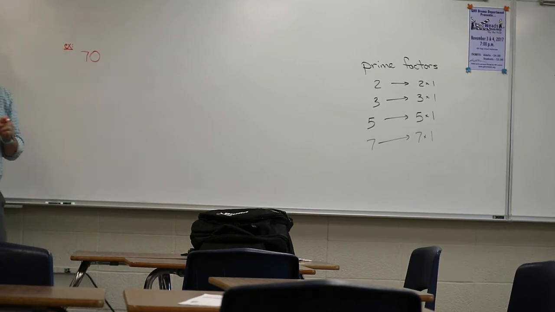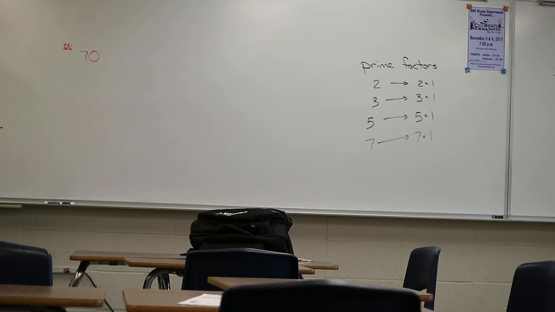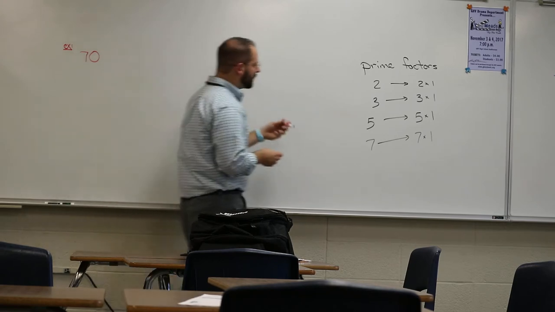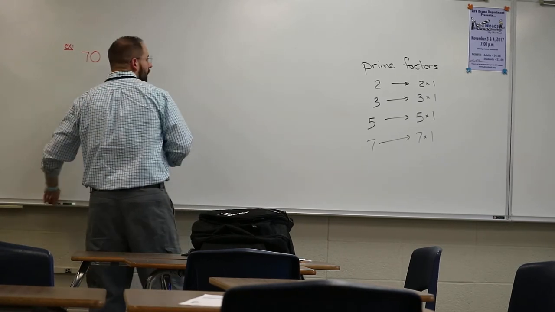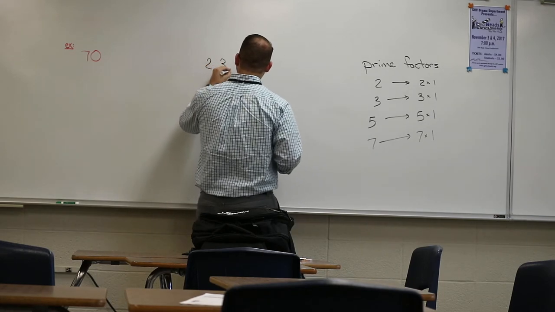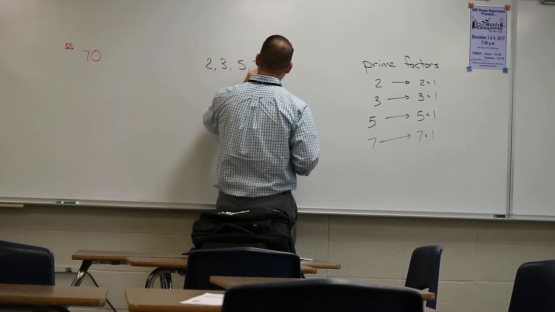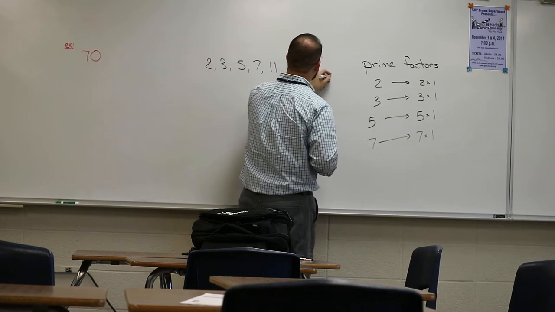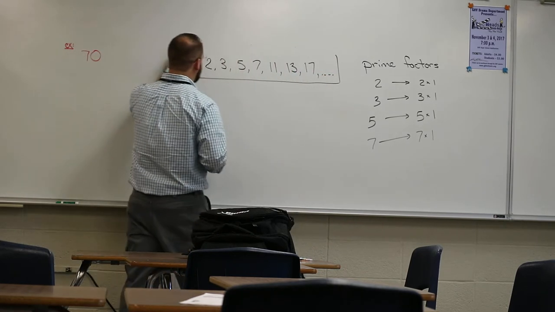So when I think about prime factorization, I always think about the prime numbers. These are the prime numbers, and I'd like you to make this list off to the side. Heck, I already have it started. It's actually perfectly started. So these are the numbers I'd like you to list off to the side: 2, 3, 5, 7, 11, 13, 17. This is the list I'd like you to have off to the side.